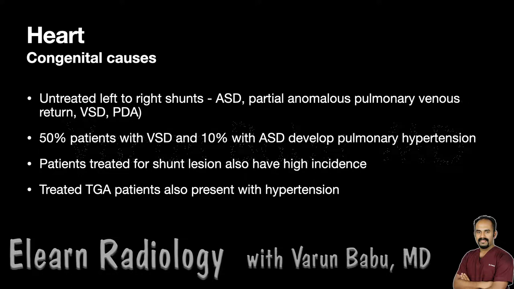Let's move on to the heart now. Usually, the congenital causes are responsible for pulmonary hypertension. These include the untreated left-right shunts: ASD, partial anomalous pulmonary venous return, VSD, PDA. 50% of the patients with VSD and 10% with ASD develop pulmonary hypertension. Those who are treated for shunt lesion also have a high incidence. Treated TGA patients also present with hypertension.